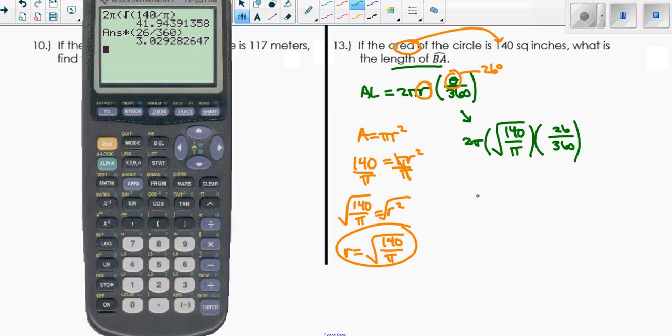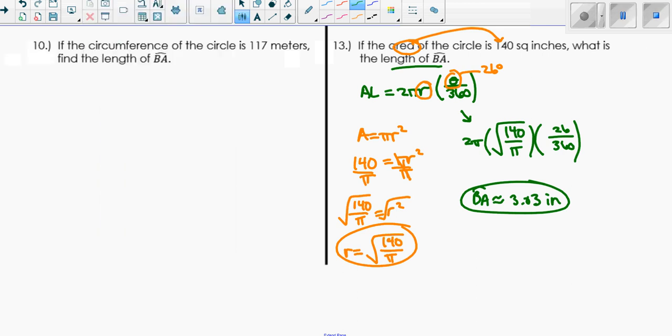So this would mean that BA is about 3.03. And then since this is a length, I need to include inches with it and not a degree measure. All right, so let's move on to the new material.